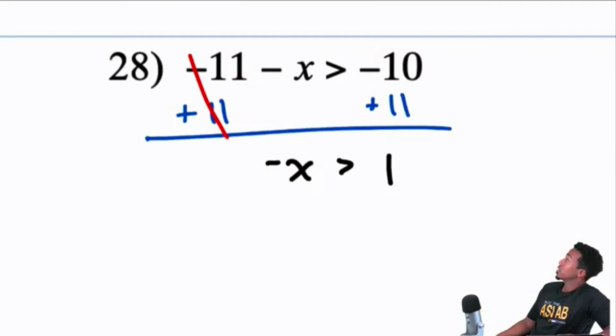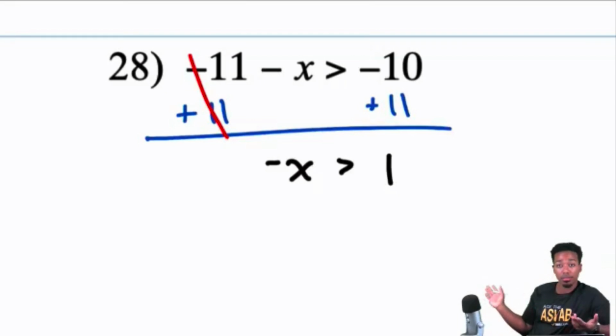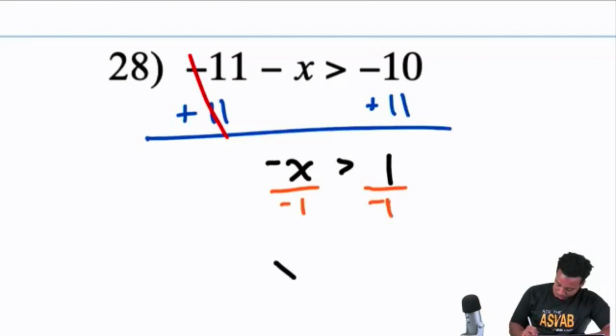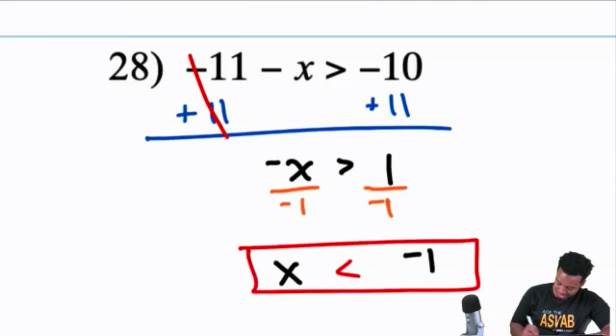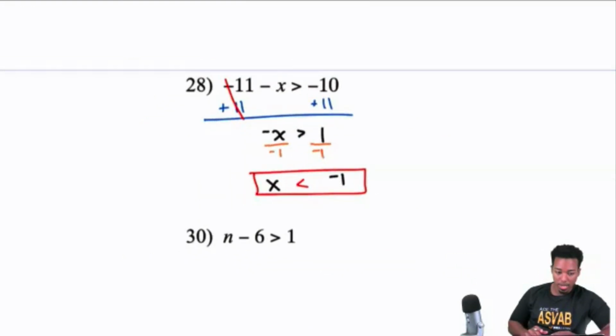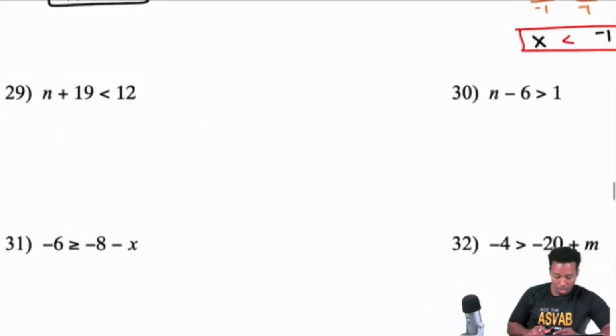So here, you can do one of two things. You can divide by the negative 1 on both sides, or you can just change everything's sign, flip the symbol, same exact thing. And so the answer will be, after you divide by that negative 1, you change signs, flip the symbol. X is less than negative 1. All right, boom. So with that, we're going to head into 29.